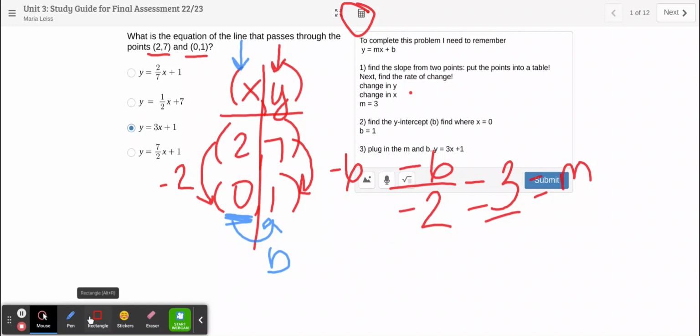All right, so let's go ahead and let me clear it all out. Let's see.